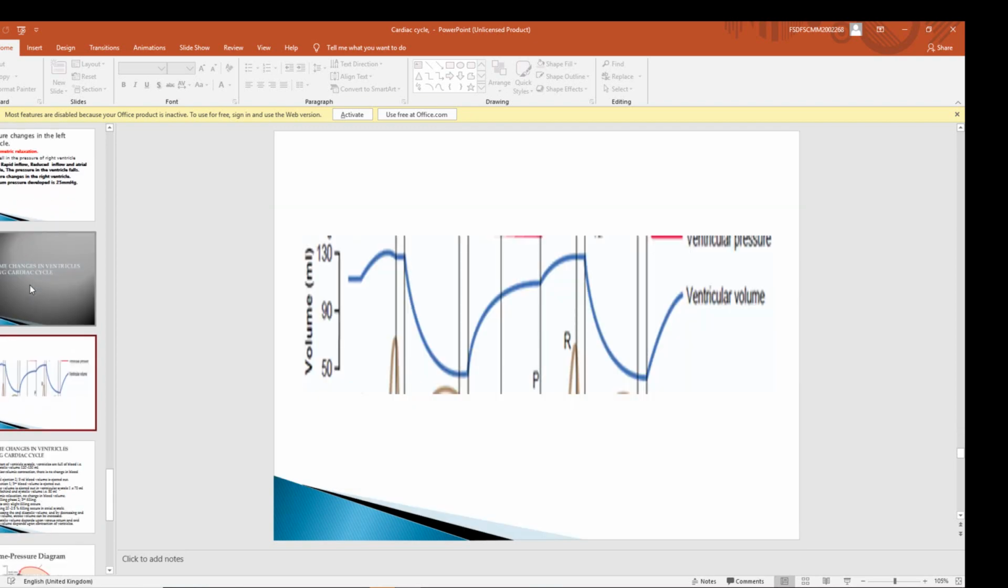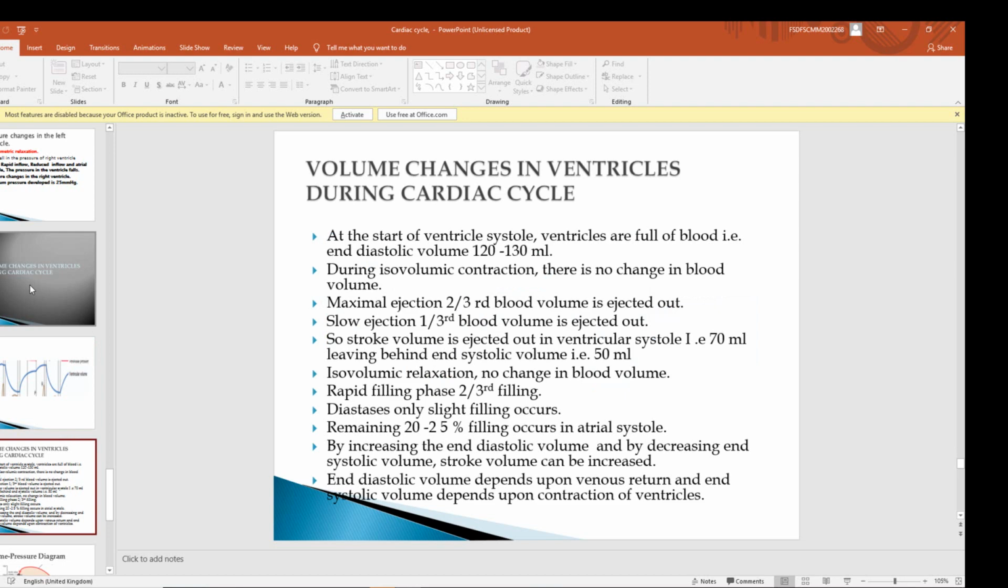Then we have the volume changes in the ventricles during the course of the cardiac cycle, which is one portion you can see. At the start of ventricular systole, the ventricles are full of blood, having the end diastolic volume of about 120 to 130 ml. During isovolumic contraction, there is no change in the blood volume, and in maximum ejection, two-thirds of the blood volume is ejected out, and in slow ejection, one-third is ejected out.